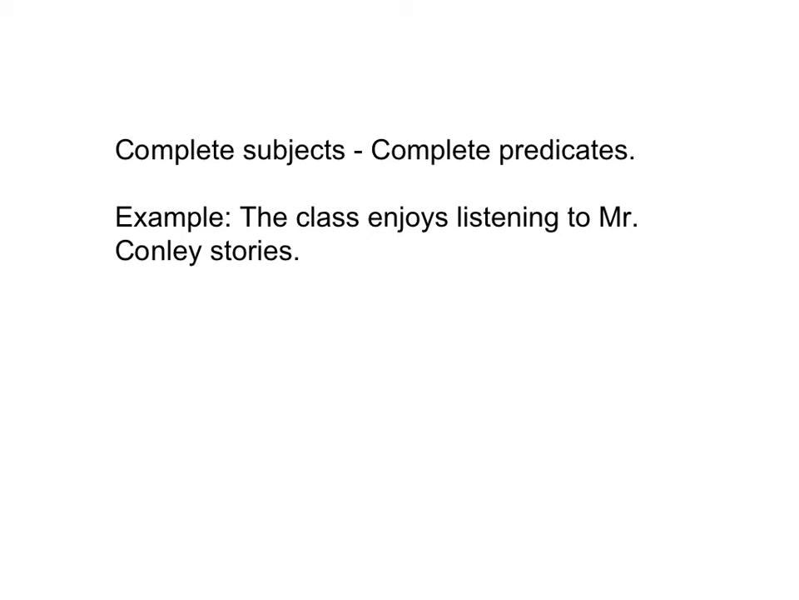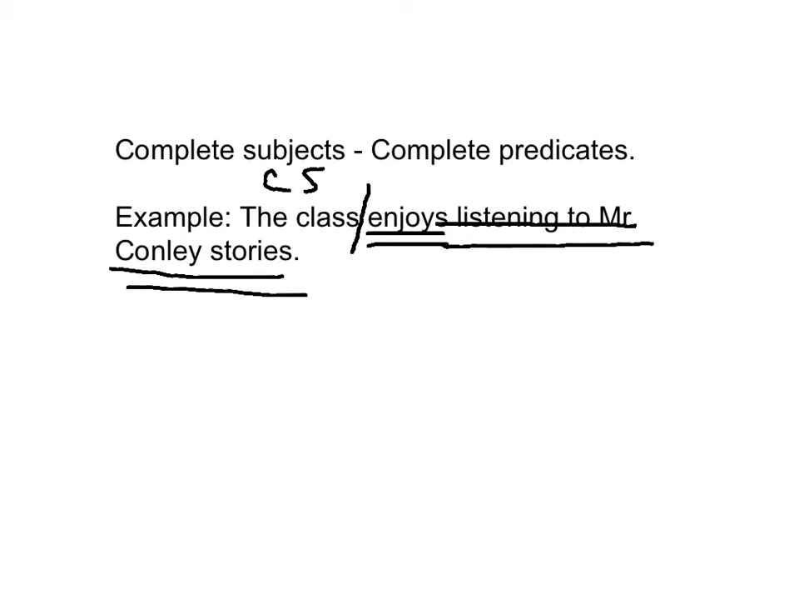So using the same sentence we just looked at before, the class enjoys listening to Mr. Conley's stories, we want to do the same thing. We want to find the verb. In this case, it's still the same word, enjoys. We're going to underline that twice. The other thing I'm going to do here is draw a little slash right in front of the verb enjoys. Now, everything to the left of this slash is the complete subject, and everything to the right of the slash, that includes Conley's stories over here, is our complete predicate.